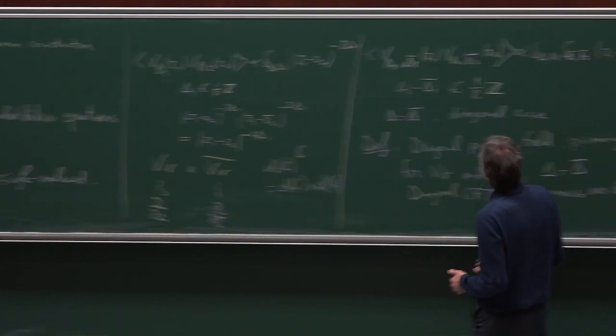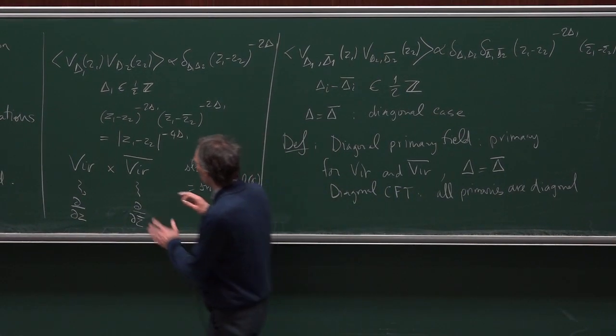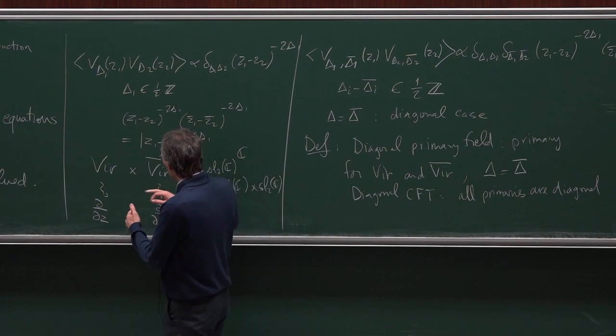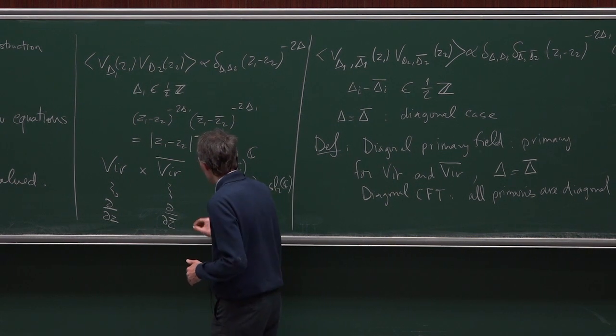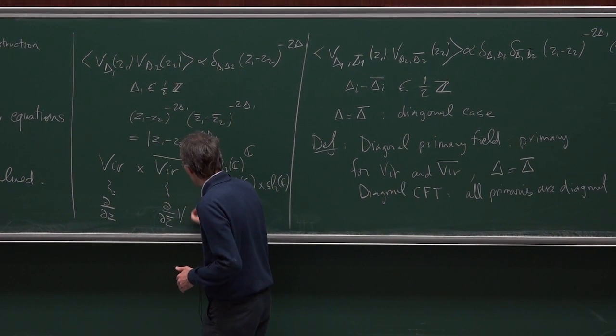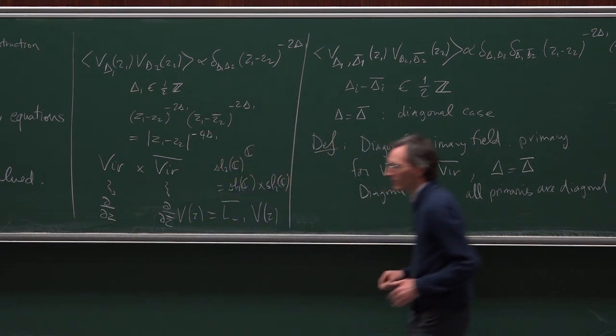So, okay, now we have done this, we have these two algebras, and all the axioms that we had for the left are also true for the right. In particular, d by dz bar acting on any field should be L minus 1 bar acting on this field.